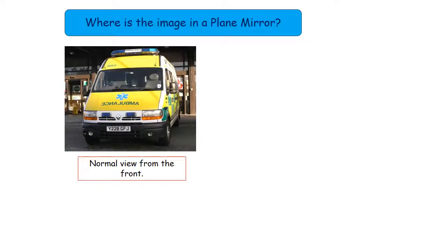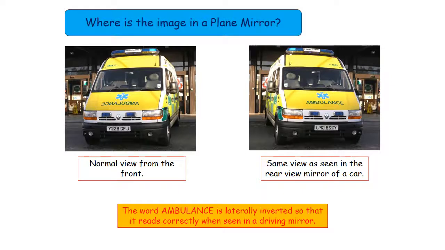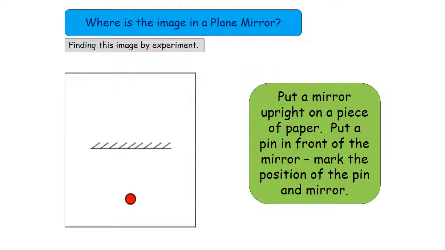Where is the image here in the plane mirror? This is the normal view from the front of the ambulance, and the same view is seen in the rear view mirror of the car. So the word ambulance has been laterally inverted, so it reads correctly if you're looking at it from the driving mirror in your car.